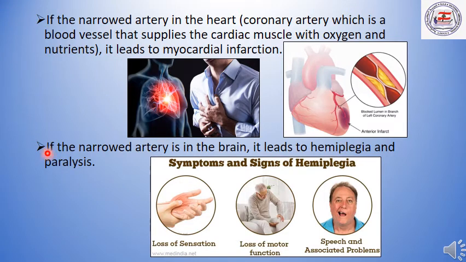Another case is when we have the narrowing of the artery, or atherosclerosis, at the level of the arteries in the brain. If the narrowed artery is in the brain, it can lead to hemiplegia and paralysis. Hemiplegia is when you have the following signs that you can see here. We can have loss of sensation, loss of motor function, and speech and associated problems.